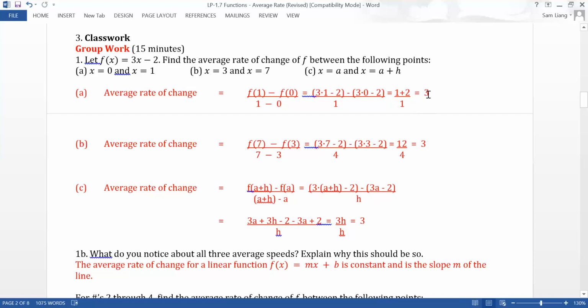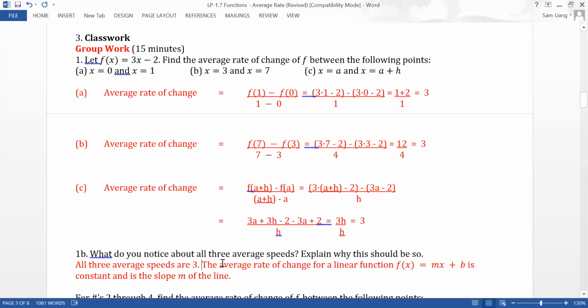So as you can see, as promised, each of these answers is 3. And the follow-up question to that was, what do you notice about all 3 average speeds? Explain why they should be so. They're all the same, right? Oh, I guess I should add that in. All 3 average speeds are 3.